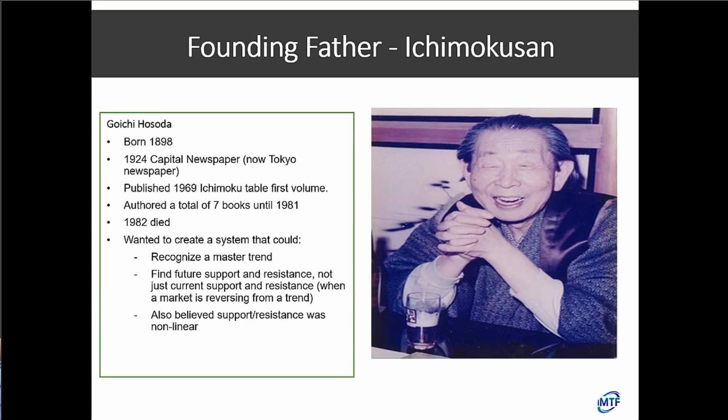The very first thing we like to do is to attribute to the founder of Ichimoku. I am not the founder of Ichimoku, neither is anyone else that may claim to be. Ichimoku, believe it or not, was founded by Goshi Asada back in 1929, or so. Here's a history of Goshi Asada. Basically, he created the Ichimoku system back in 1929 and was viewed as one of the most successful traders in Japan.